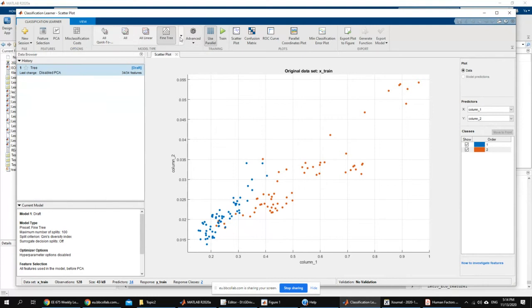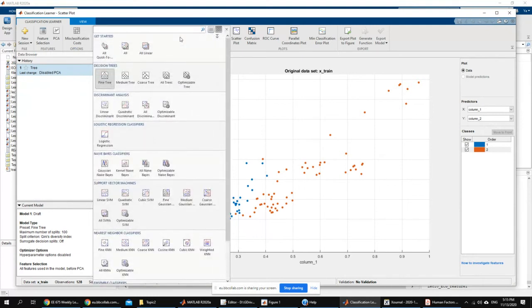Here you choose the model that you have. Remember, I was telling you that we have different families. These are the families of classifiers. See here, decision trees, discriminant analysis. Each one has several variants, and some of them actually have parameters that you can optimize.